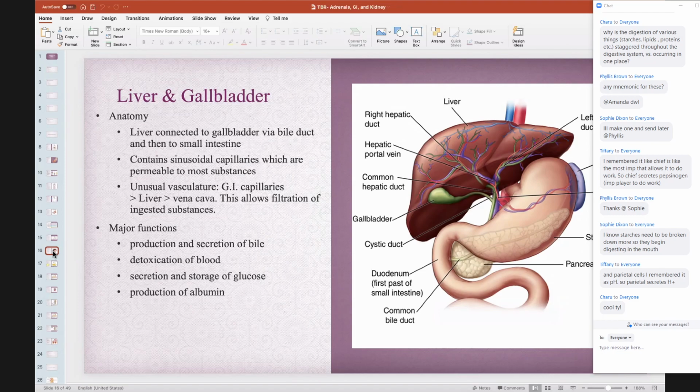So GI capillaries, that is a question: capillaries from the stomach itself and capillaries from the small intestine. We'll talk about the capillaries that exist in the small intestine and the microvilli. And as we absorb things from our food, it goes to the liver to be detoxified.